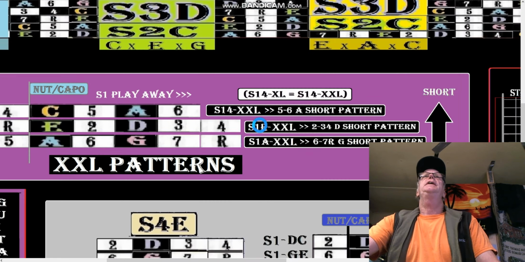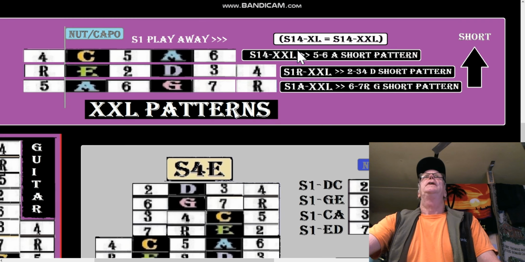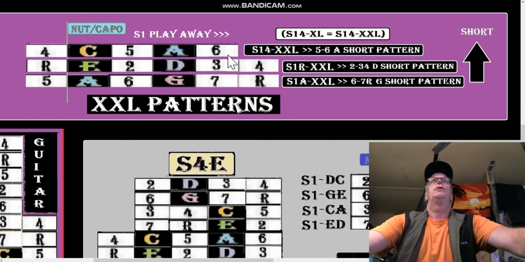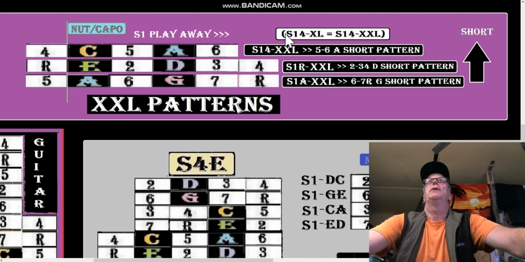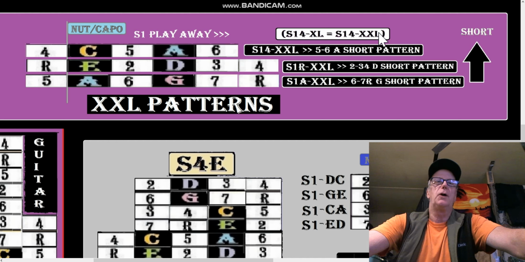Now in this scheme here, let's look at the 4. First of all, the 4 doesn't change because the 5 is a textbook short string shape anyway. It's just 5, 6. All right, so when we extend the S4XL, it doesn't extend. It becomes the same thing. So S14XL equals X14 extra long. Same thing. But these two guys are going to change.